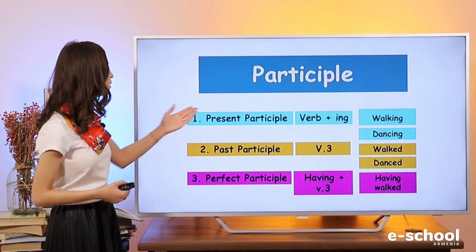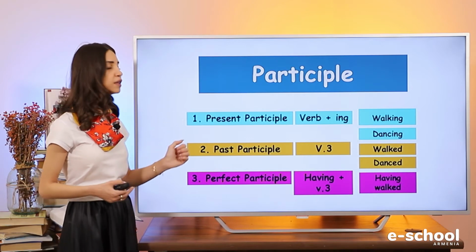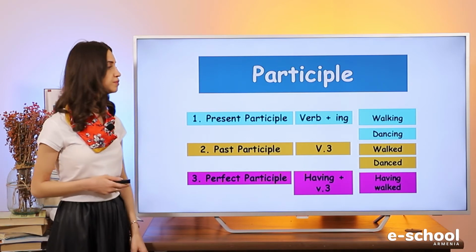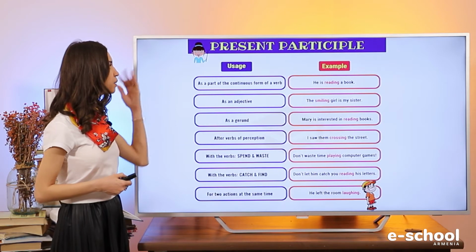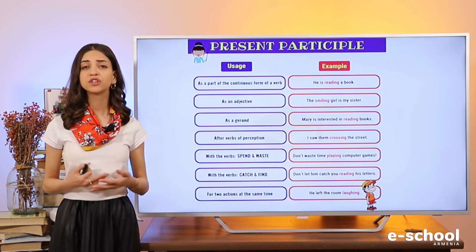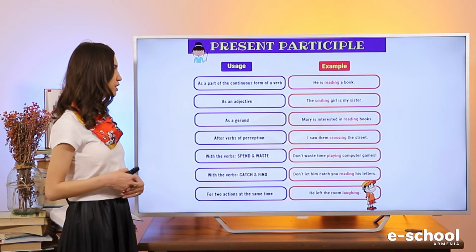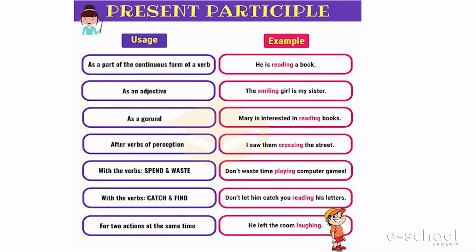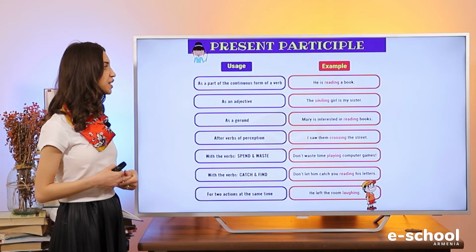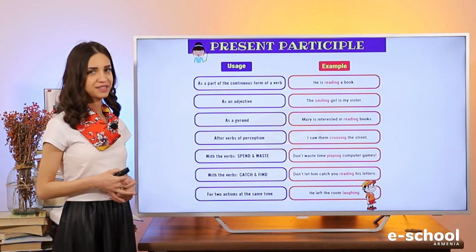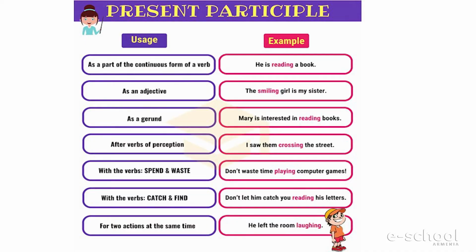Together, we will learn about present participle and past participle. Present participle. Now let's understand the usage of present participle. It can be used as a part of a continuous form of a verb, like he's reading a book. As an adjective, the smiling girl is my sister. As a gerund, Mary is interested in reading books.